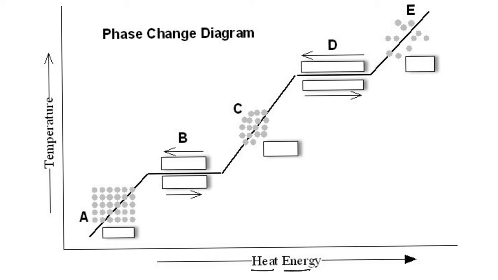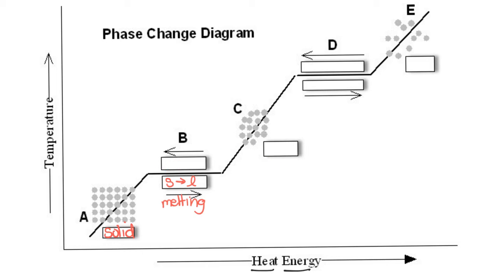Let's label it. At point A, it is a solid. When I'm going from left to right, so that's this arrow right here, I am going to be going from a solid to a liquid. If I'm going from a solid to a liquid, I am melting. Okay, then I'll get to that box in a second. I'll get to this box right here in a second.